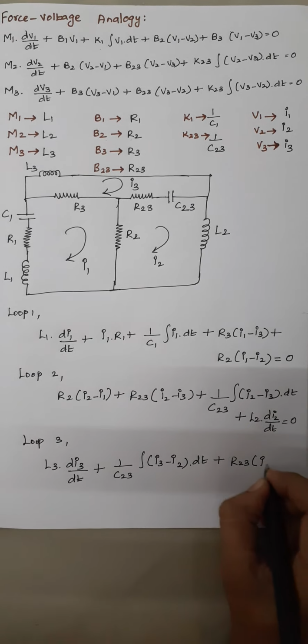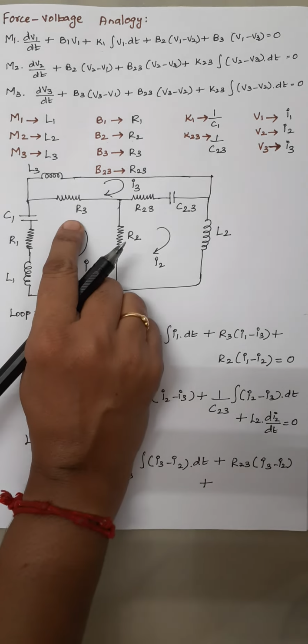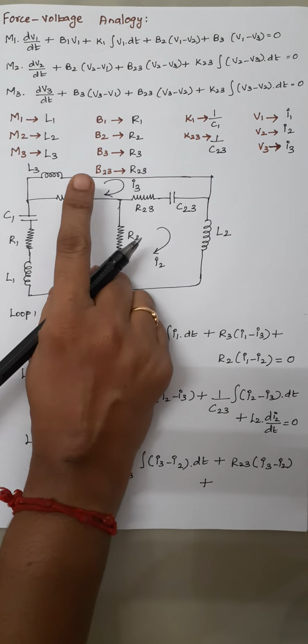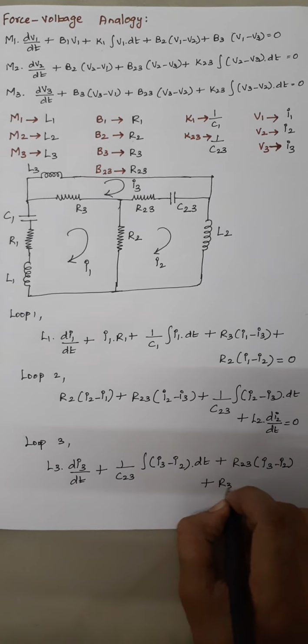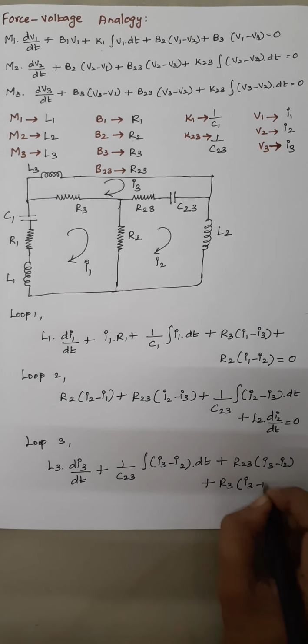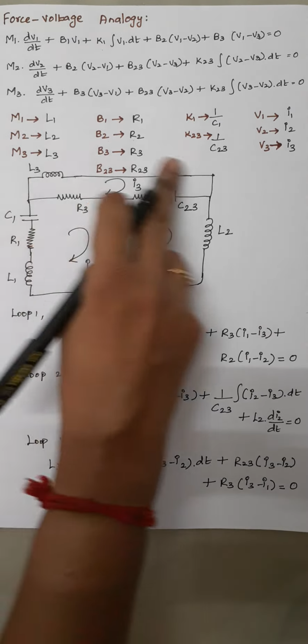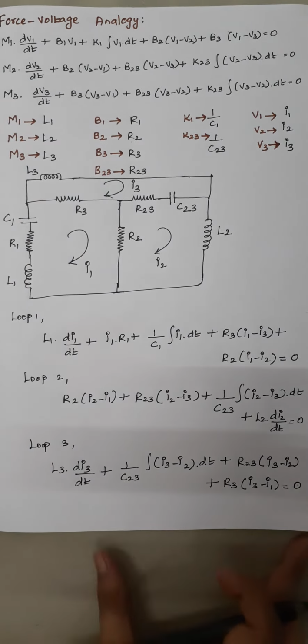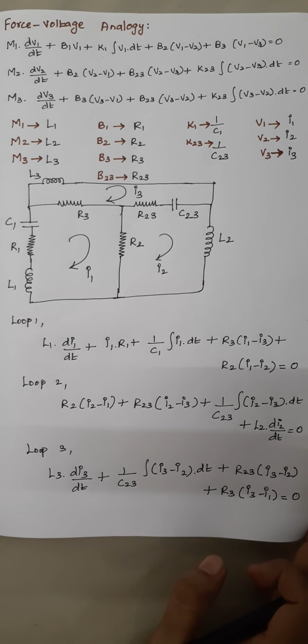So here we have to write it as I3 minus I2, and finally we are having an R3, and this R3 is common for I3 and I1. So here we have to write it as R3 into I3 minus I1, and again this equation is equal to 0 because here there is no source voltage, right? This is your respective force voltage analogy. Hope you people understand this well. Thank you.